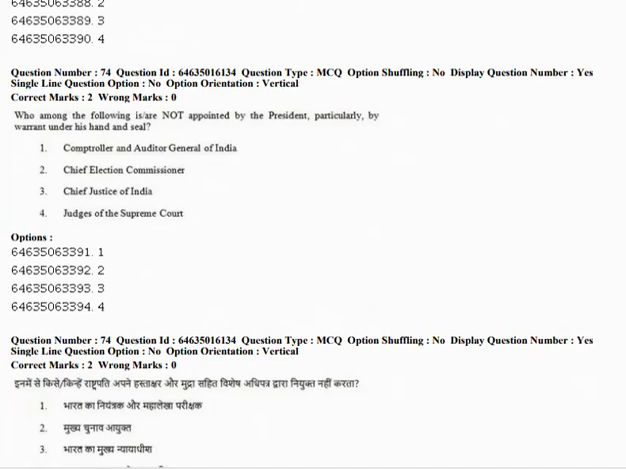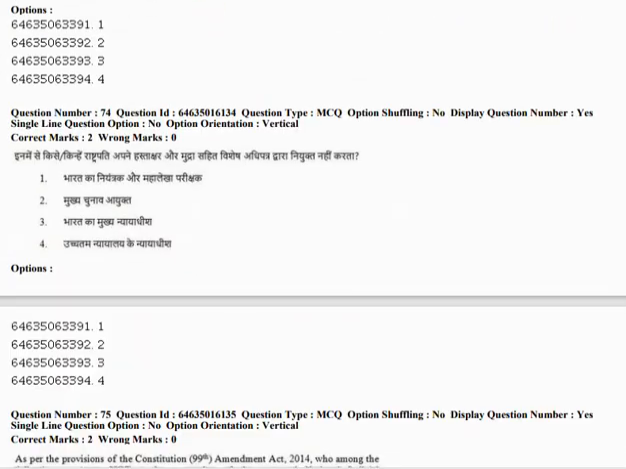74. Who among the following are not appointed by president, particularly by warrant under his hand and seal? Judges of the Supreme Court. Judges of the Supreme Court are appointed through the collegium.